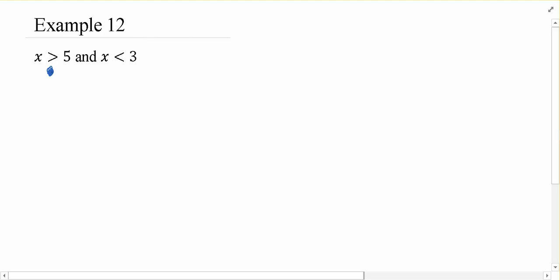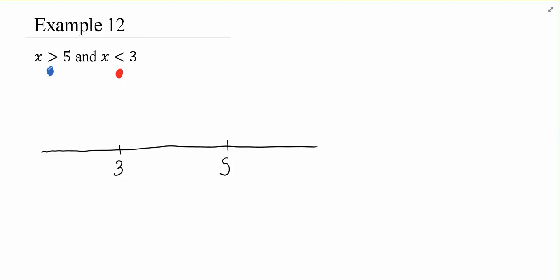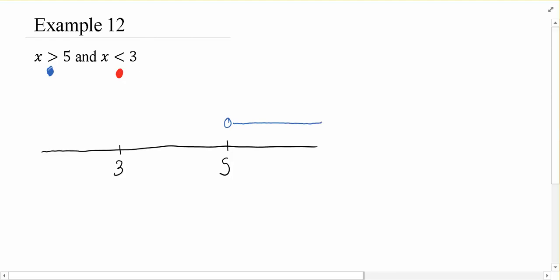So we're going to say this first one is blue. We're going to call the second one red, and we're going to do a number line. We're going to have a 3. We're going to have a 5. So we broke the number line up into 3 chunks. We're going to do each of these graphs above the number line. So the first one was greater than 5, so we're not including 5. We shade everything to the right. For the red one, we don't include 3. We shade everything to the left.